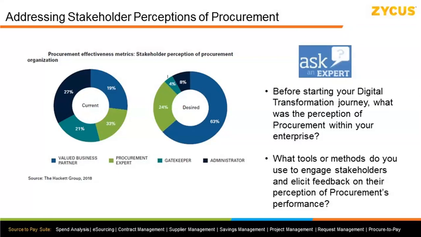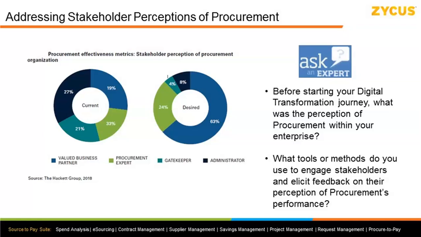So here's some data from the Hackett Group that contrasts how respondents said they feel their procurement organization is perceived currently versus where they desire it to be. Currently, a fair number said they were at that lofty position of being a valued business partner, 19%, or significantly more were at least considered procurement experts by their peers, 33%. But the fact remains that currently across various procurement organizations, they're more likely to be viewed as either a gatekeeper or an administrator as opposed to a valued business partner or an expert.